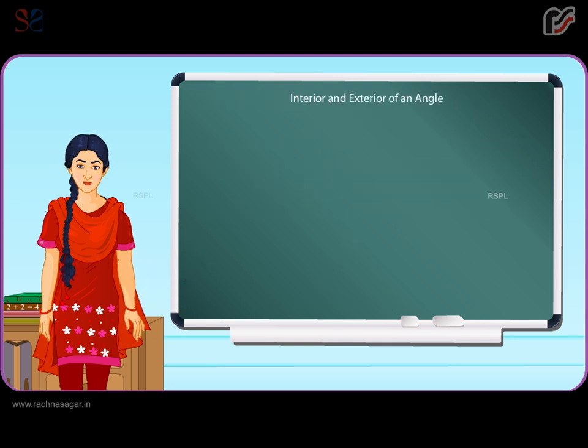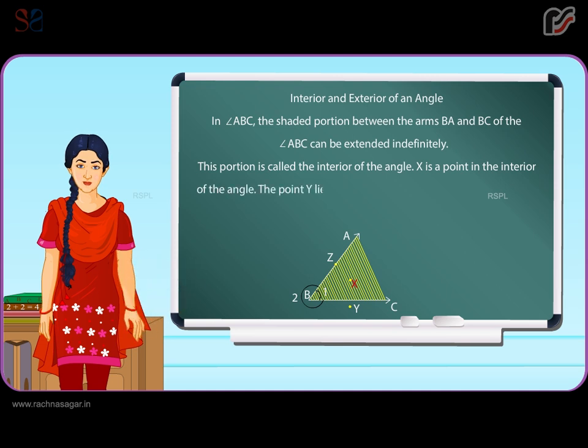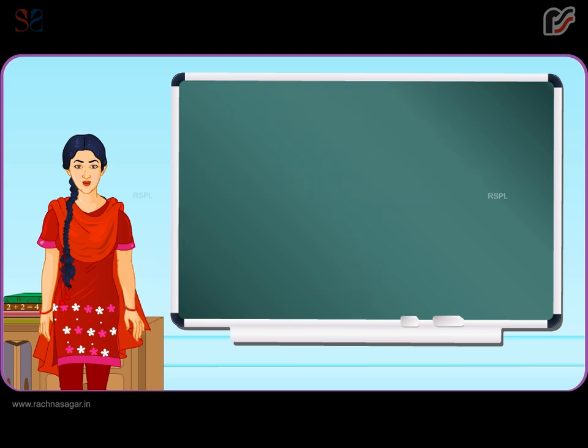Interior and exterior of an angle. In angle ABC, the shaded portion between the arms BA and BC of the angle ABC can be extended indefinitely. This portion is called the interior of the angle. X is a point in the interior of the angle. The point Y lies in the exterior of the angle. The point Z lies on the angle.